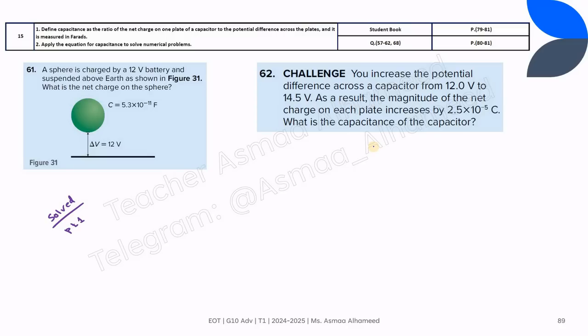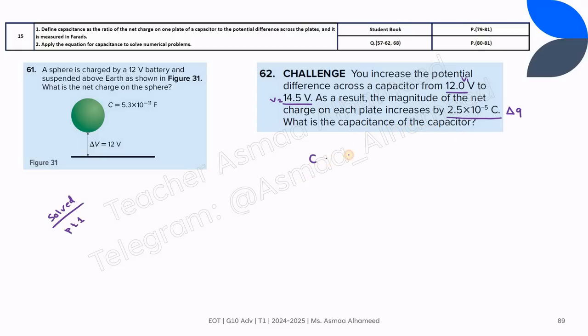Here we have a challenge question. You increase the potential difference across a capacitor from, so this was V1, to this was V2. As a result, the magnitude of the net charge on each plate also increased by this much. So this is the value of the increment, so this is delta Q. I don't know how much it was, I don't know how much it is now, but I know that it has increased by this much amount. What is the capacitance of the capacitor?